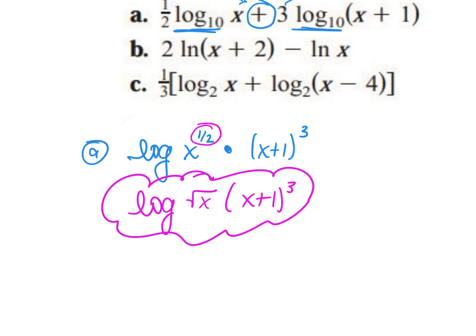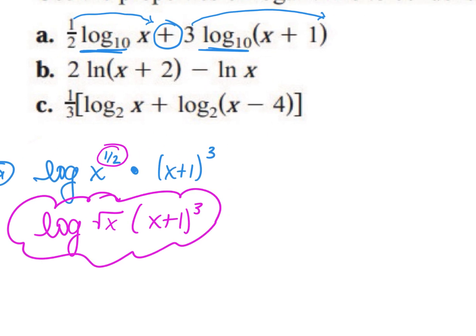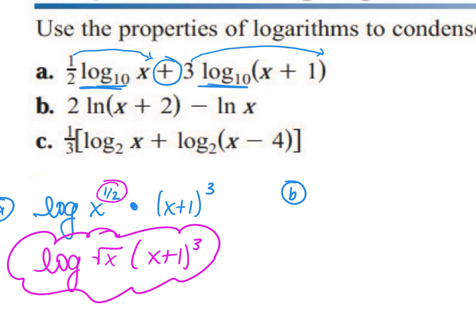Good question. All right, let's look at B. Kind of survey what you have here. I have a 2 out in front. That's going to become a what? Okay. I have a minus sign. That's going to become what? Okay, perfect. Do you have both the same log? Yep, they're both natural log. How many times do we write it? One time. Stick it out in front.